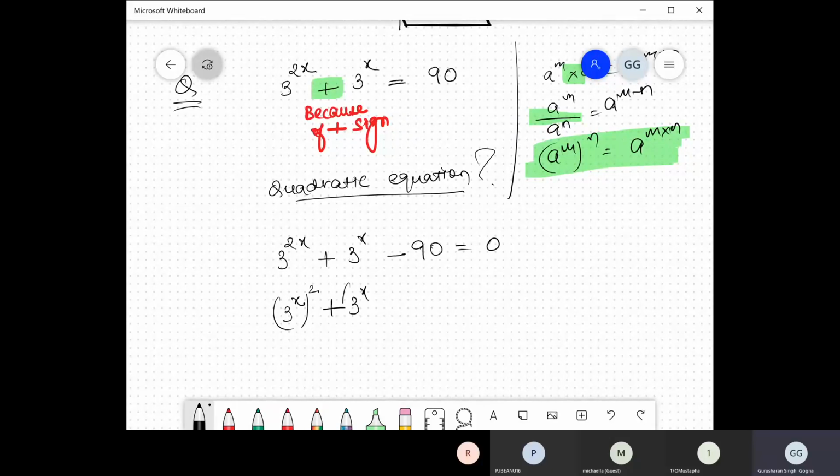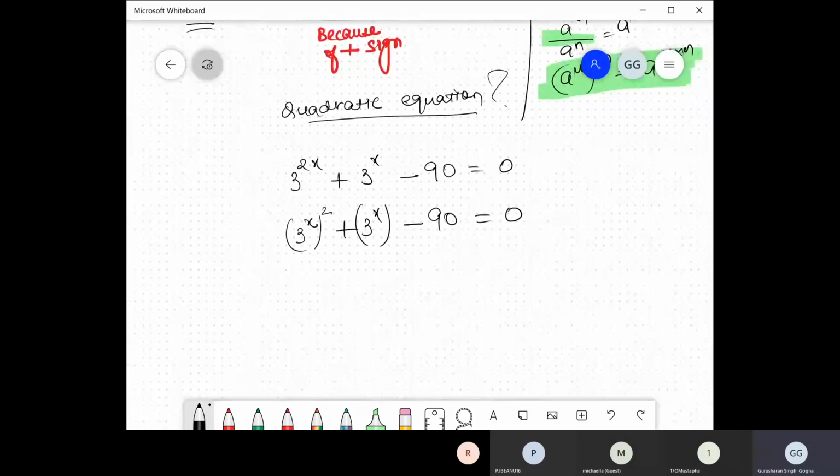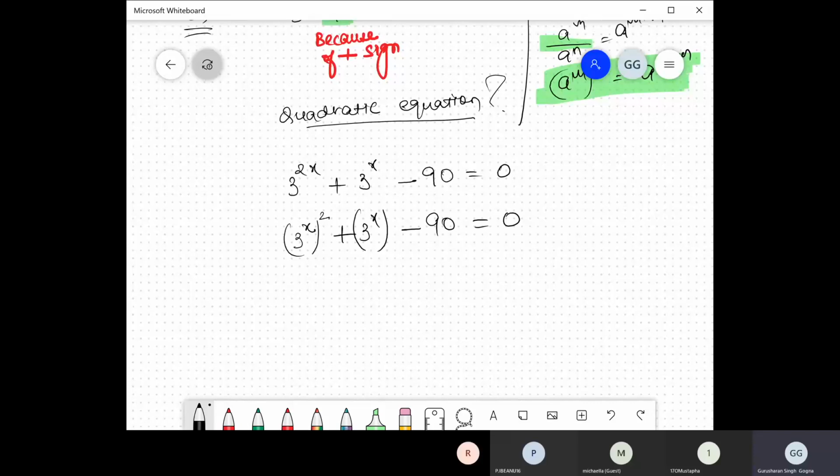I'm not doing anything to 3 to the power x. I'm not doing anything to 90. So you can see that this is looking like a quadratic equation. And for your convenience, just separately assume that 3 to the power x is equal to u. Just for your convenience, u, v, w, whatever you want to assume, doesn't matter. Why? Because now you can say this is u squared, this is u minus 90, and this is looking like a quadratic equation. Well, it is a quadratic equation now. Okay.